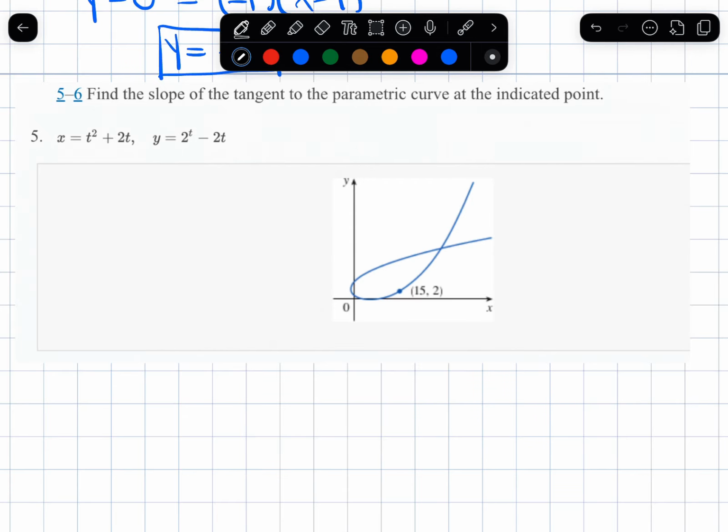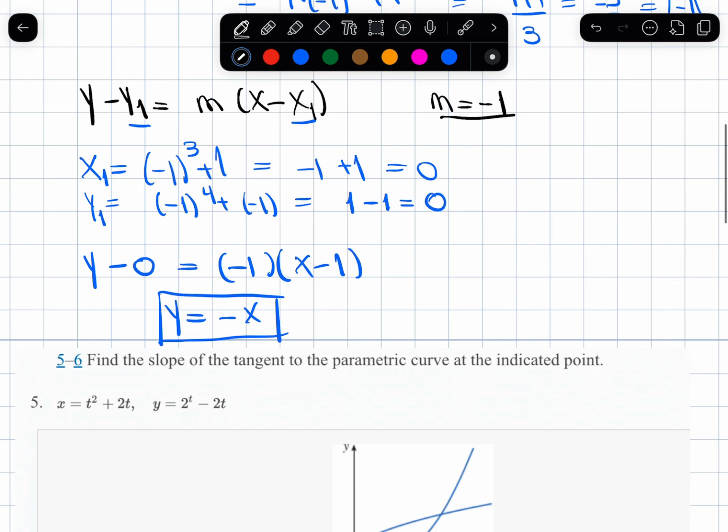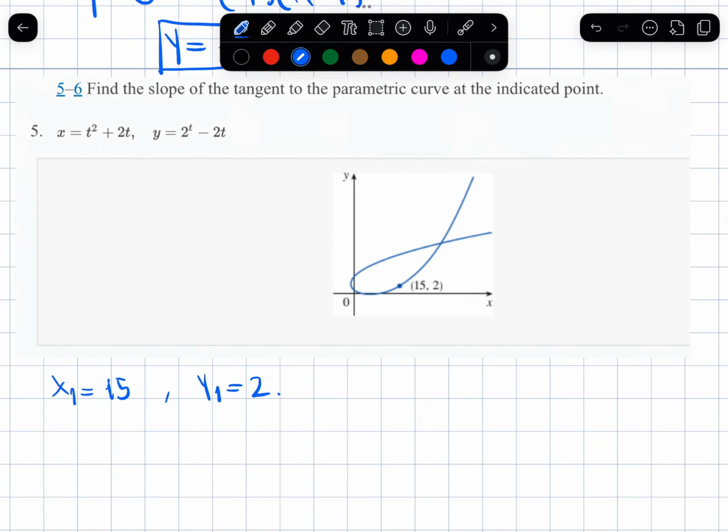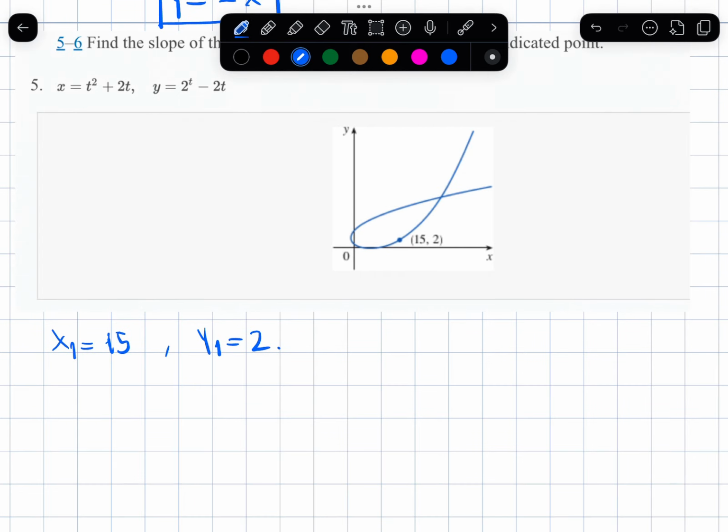So the first example just gave us the t value, and we had to use t, remember, to find x1 and y1, right? But right now we're not given the t value, we're given x1 and y1. So in this problem, the point that was specified to us had x1 equals 15 and y1 equals 2. And so I need to find t to be able to plug it into the dy over dx equation to find the slope of the line, right?